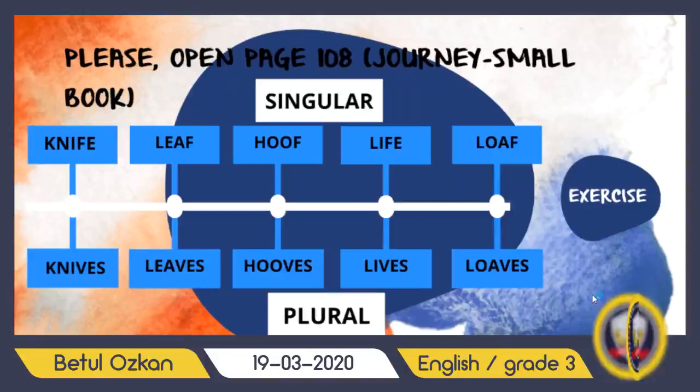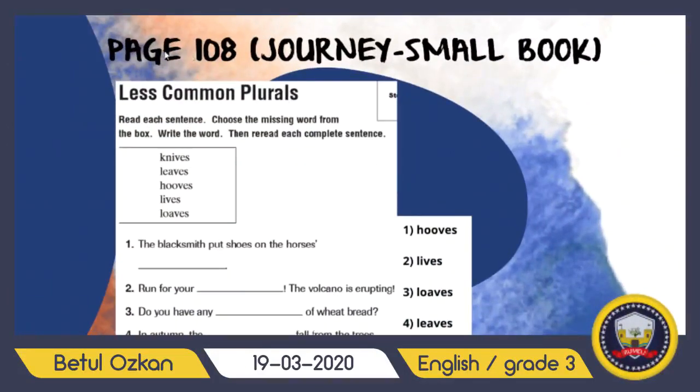Okay, let's check my exercise. Same page, page 108 from your Journeys small book. Let's read it. Read each sentence, choose the missing word from the box, write the word, then reread each complete sentence. So, what can I write? Read the first sentence together. The blacksmith put shoes on the horses' hooves. Perfect. It will be hooves. Good job.